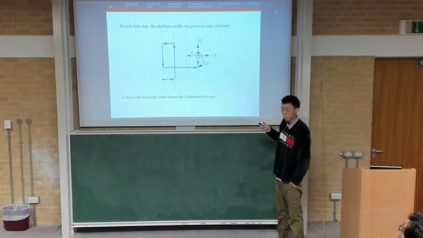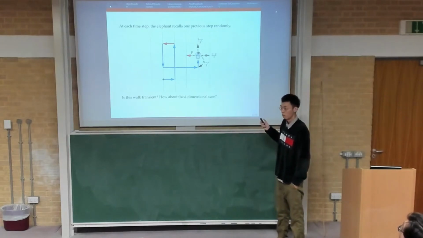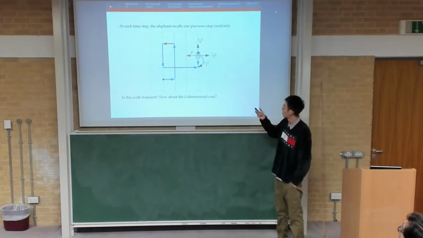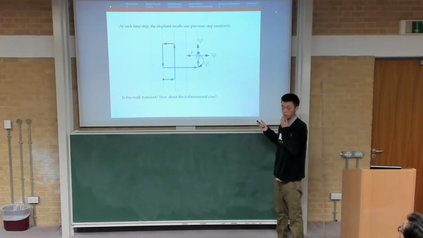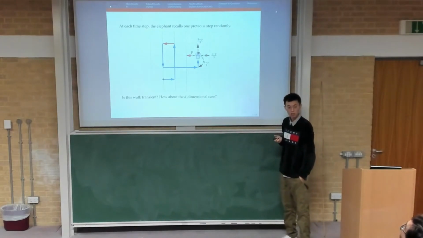Then with probability p, a parameter between 0 and 1, the elephant repeats this step. Otherwise, the elephant chooses one of the 3 remaining directions uniformly. So each direction has probability (1 minus p) divided by 3. So this is the definition for two-dimensional elephant random walk.